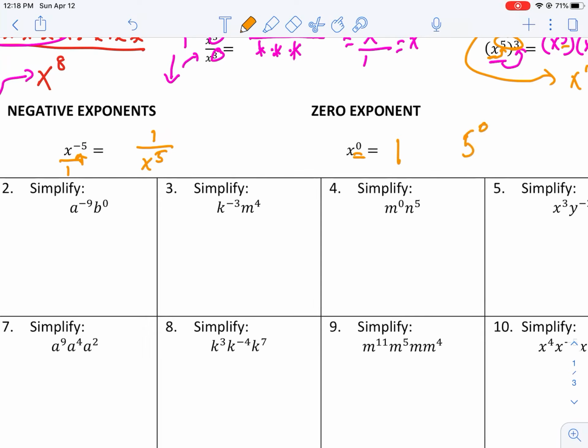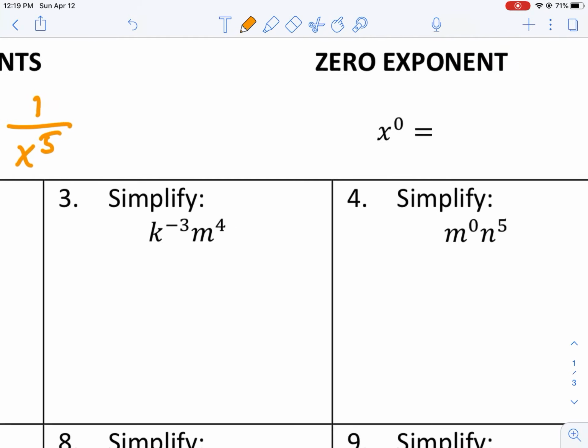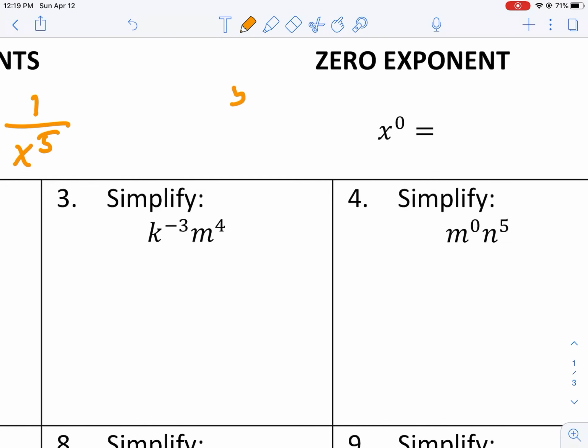And last but not least, anything to the 0 power is 1. If you're not sure, take your calculator, take 5 to the 0 power, you'll get 1. Take 100 to the 0 power, you get 1. And the reason why that works is this. Let me explain it this way. If you have 5 to the second power, that means 5 times 5.